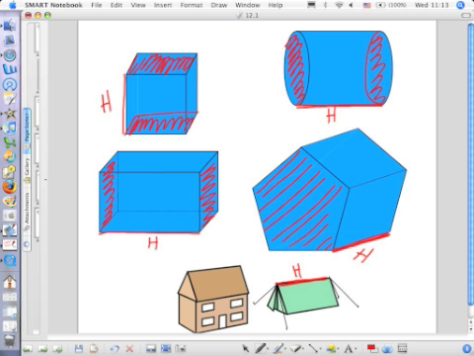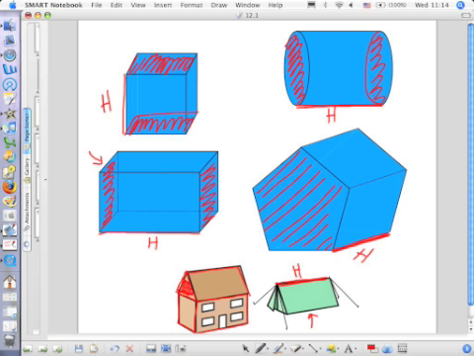Now this is a house. It's actually two prisms put together. The house part itself here could be this, and the roof is just like this. So it's actually two prisms put together. You have a rectangular prism and a triangular prism put together. All right? But in the roof, what would be the base?